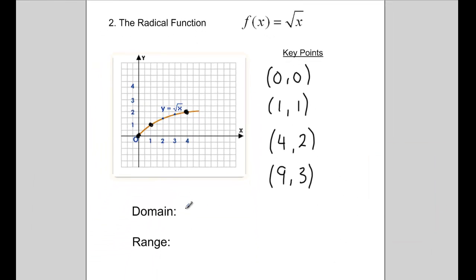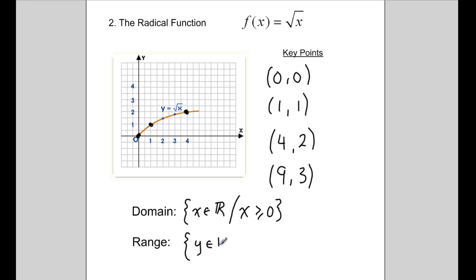Our domain exists for all the x values that are elements of the real number system, but of course we can never have a negative square root, so our x's are going to be limited to being greater than or equal to 0. It's okay that an x value can be 0 because we can still take the square root of 0, which is equal to 0.